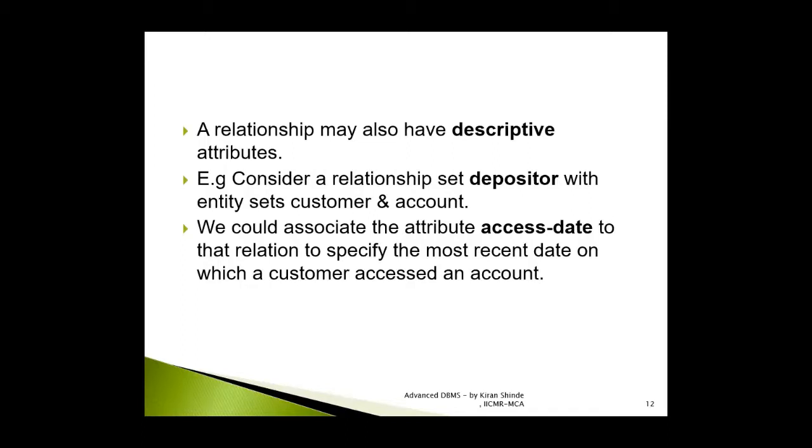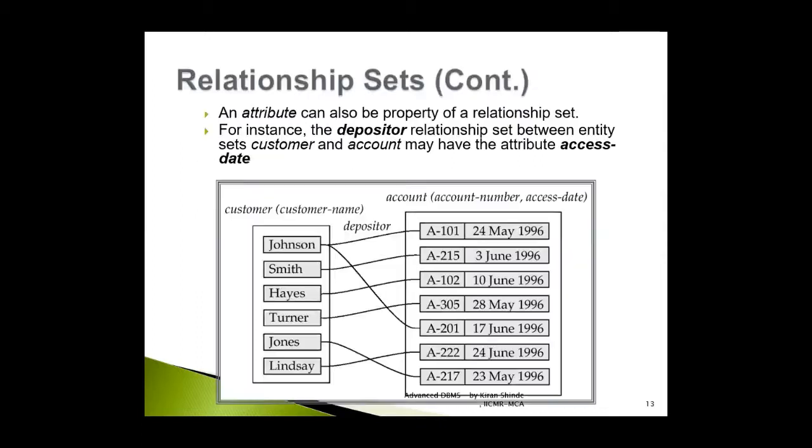Now, we can have the access date as an attribute attached to the relationship set. Why? In order to specify the most recent date on which a customer accessed an account. So this is some extra information if you want to fetch. Then what can we do? We can associate an attribute to the relationship set, that is depositor.